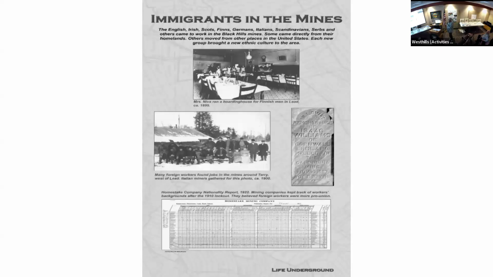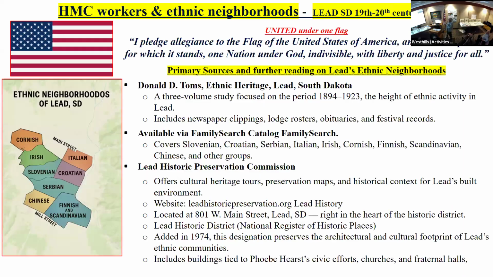Now I'm going to take a slice out of that pamphlet, The Immigrants in the Mines. The English, Irish, Scots, Finns, Germans, Italians, Scandinavians, Serbs, and others, which we'll talk about, came to work in the Black Hills mine. Some came directly from their homelands. Others moved from other places in the United States. Each new group brought a new ethnic culture to the area. And this little cartoon on the left kind of overlays the town of Lead of where they were. It's not 100% correct.